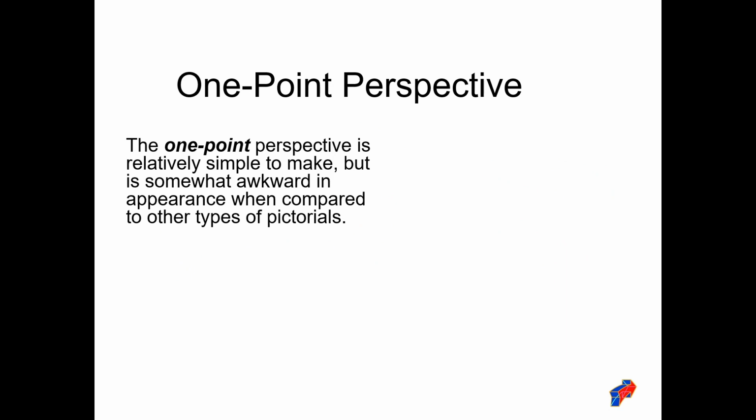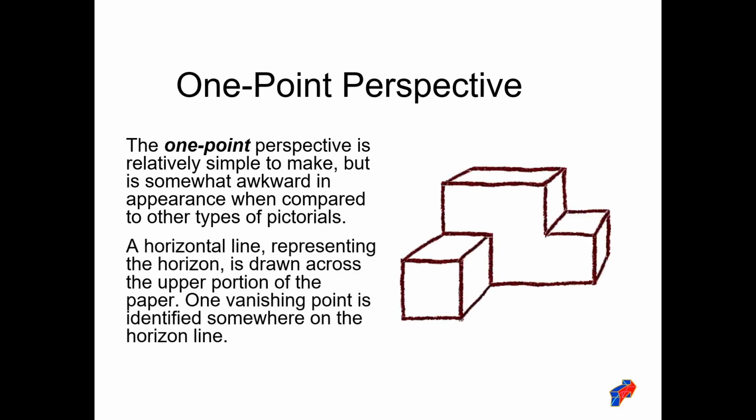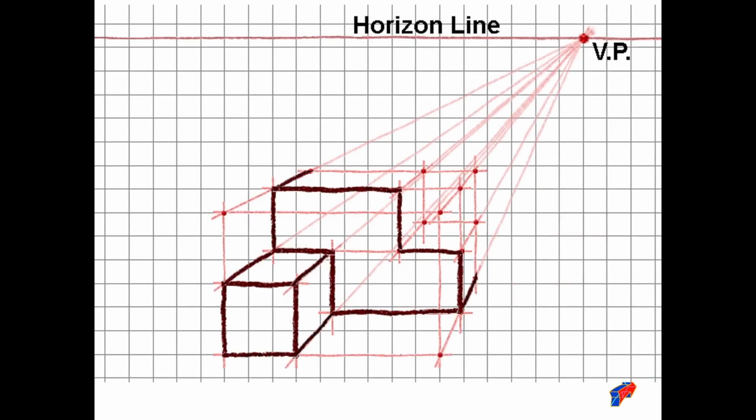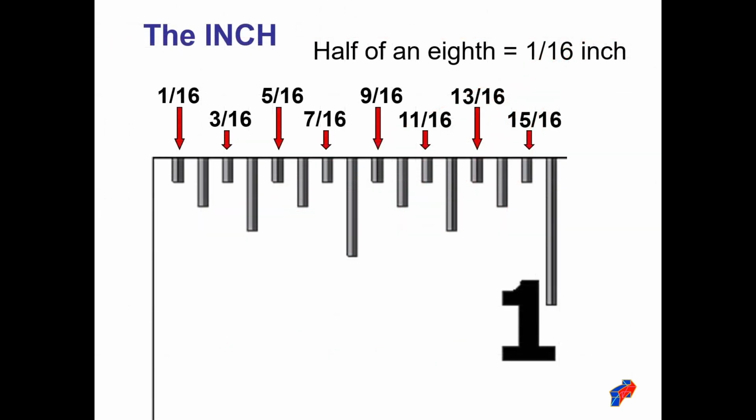1-point perspective. The 1-point perspective is relatively simple to make, but is somewhat awkward in appearance when compared to other types of pictorials. A horizontal line representing the horizon is drawn across the upper portion of the paper. One vanishing point is identified somewhere on the horizon line, such as right there. Shown is the horizon line. So here's how you would draw the drawing.